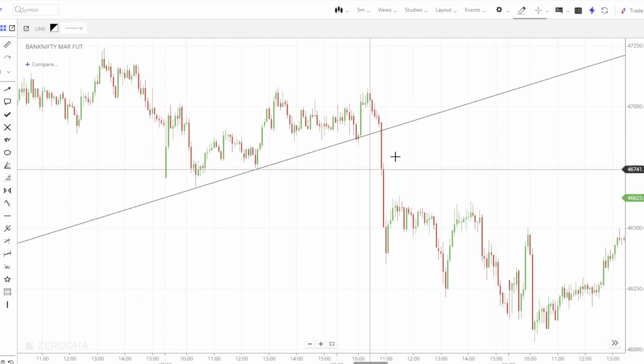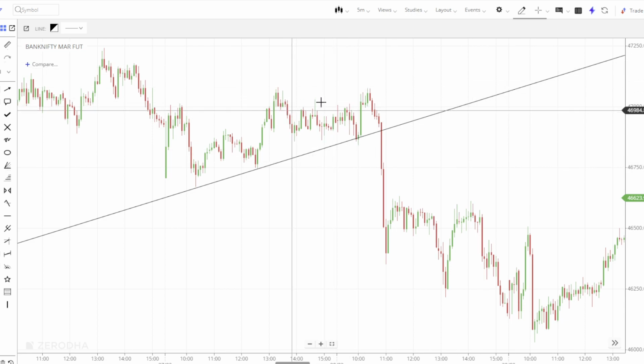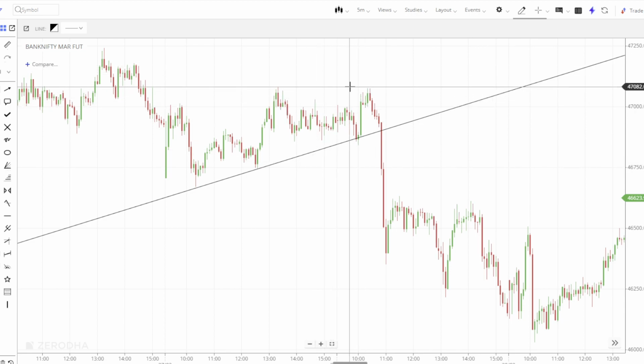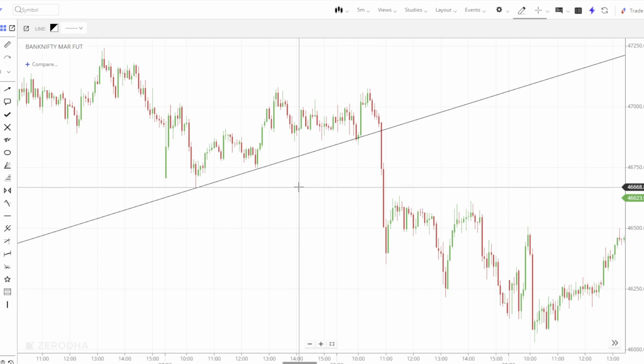Here also same thing will work. In 1 hour, support, resistance and trend line will work. Will it work in 5 minutes? Yes, it will work in 1 minute also. Even if you are watching a seconds chart, it will work in 10 second chart also.